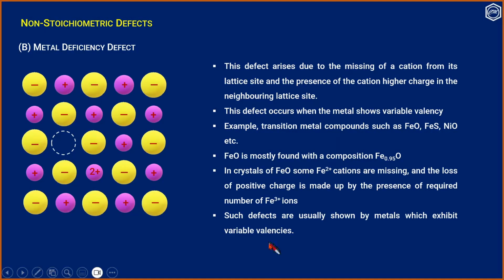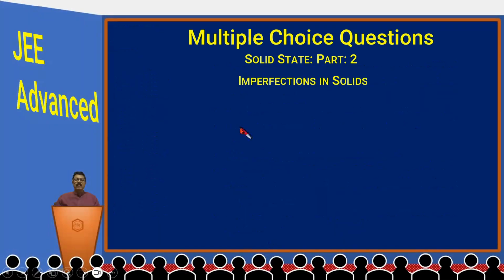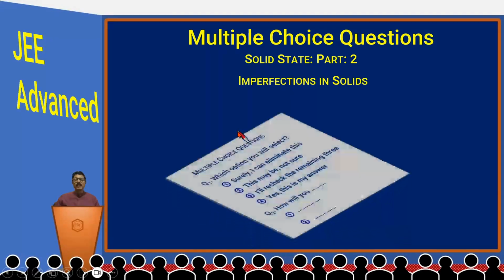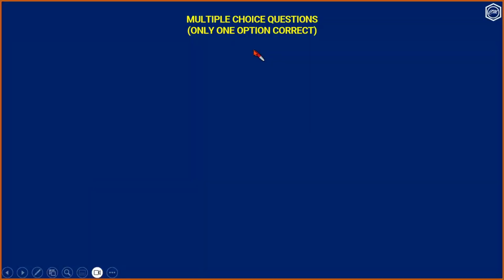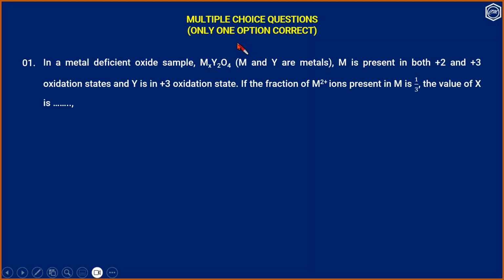In the case of ferrous oxide, Fe may vary from 0.93 to 0.96. We will now discuss some previous year questions and other model questions for JEE Advanced Examination. Multiple choice questions with only one option correct.